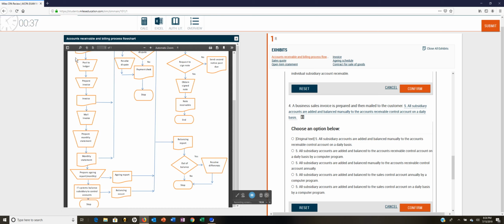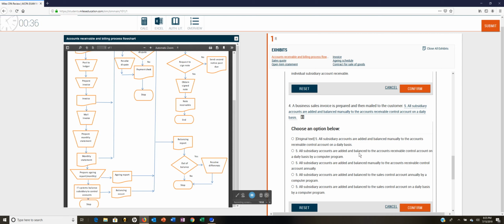Now we're still not. Oh, there it is. Look, it says IT systems balance subsidiary to control accounts. Okay, well that does confirm then that a computer is involved, so we know the writing here is wrong. We don't do it manually, so let's come up with the right answer here. Let's pick the best choice here.